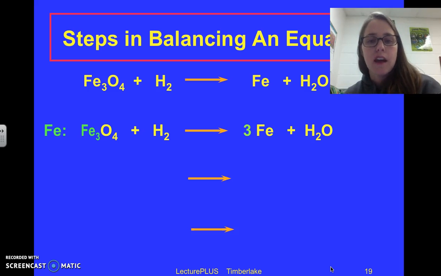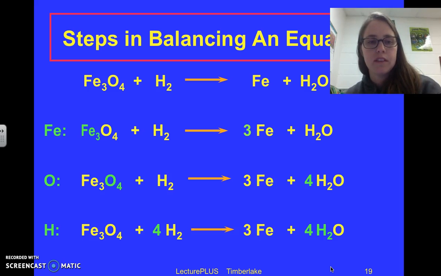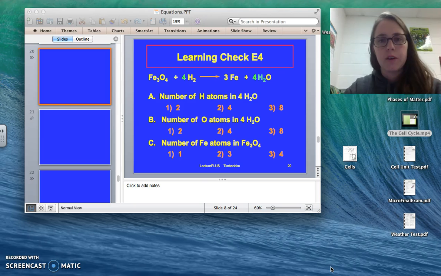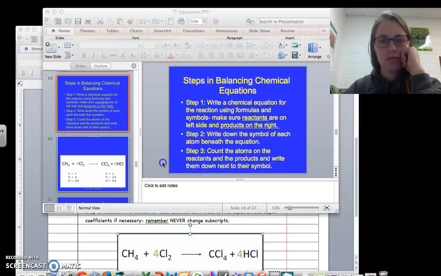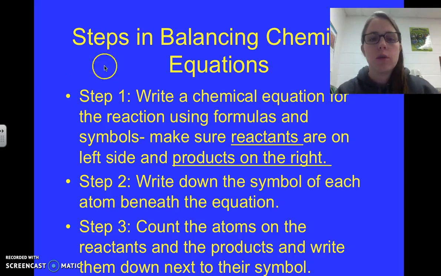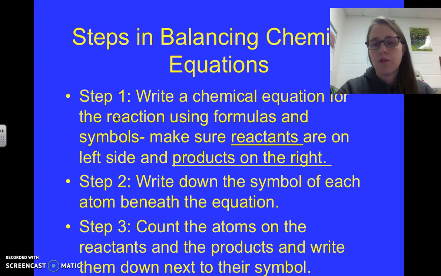Now, steps when we balance a chemical equation. Okay, so the steps to balancing a chemical equation is going to be first you're going to write the chemical equation for the reaction using formulas and symbols. I'm not going to make you guys do this part. I'm going to make sure that I have the chemical formula already written there for you. You just need to make sure you know where the reactants are on the left side and where the products are on the right side.